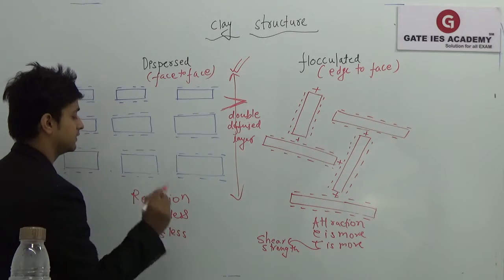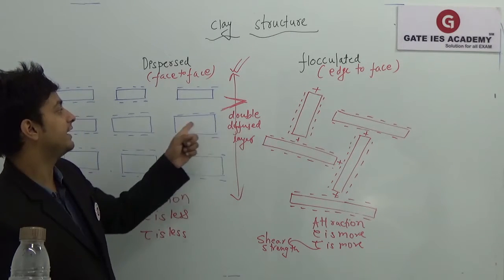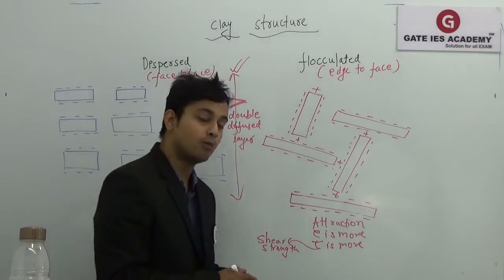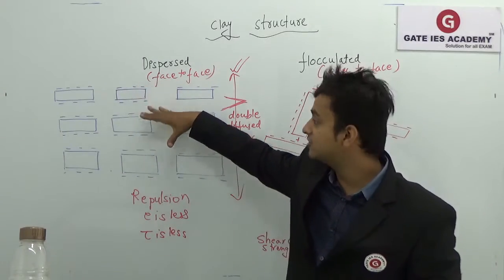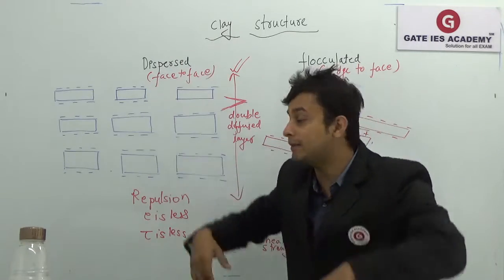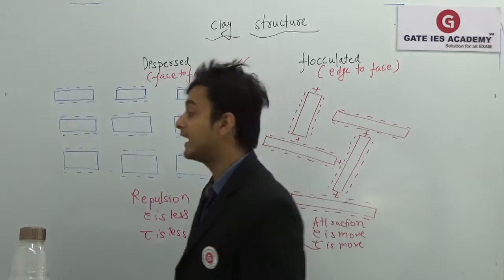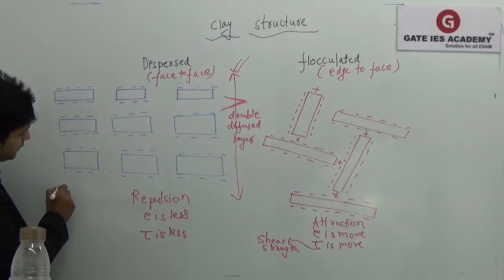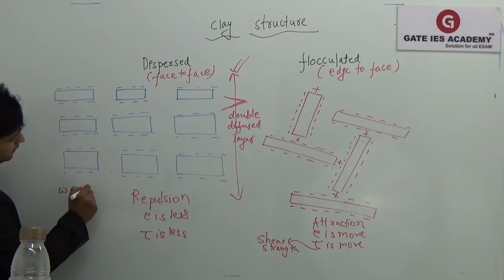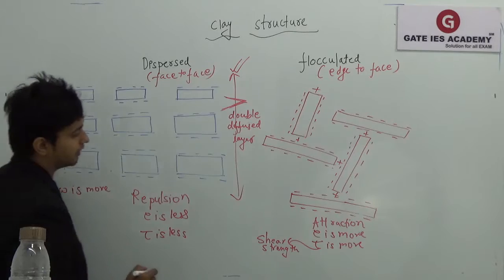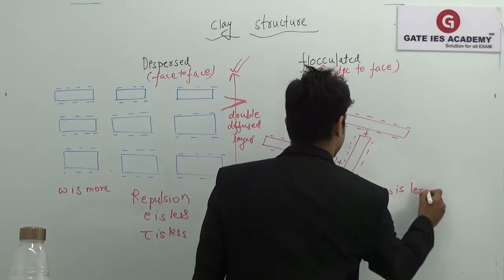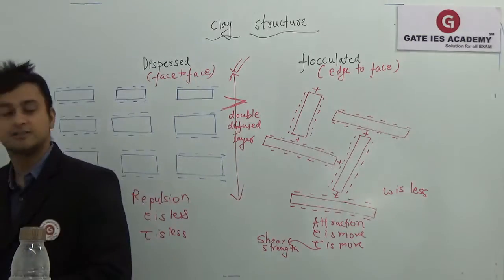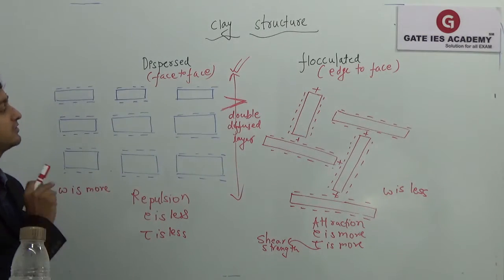less. Okay, the double diffused layer is more in this. Why? Because repulsion is more, so the water can be taken away more rapidly. Therefore the water content of this is also more, and here water W is less. So this is very, very important: the dispersed structure and the flocculated structure.